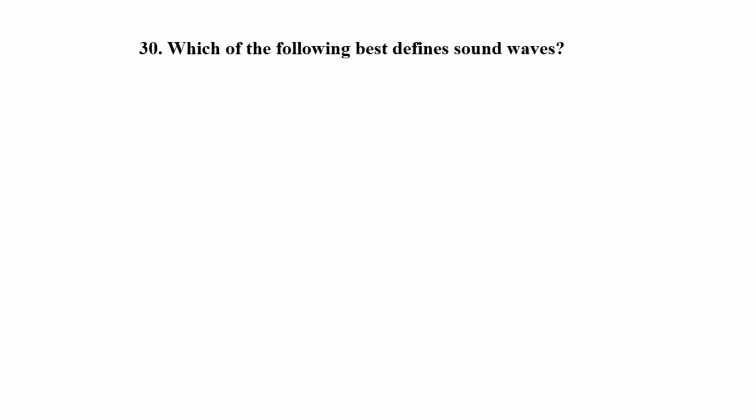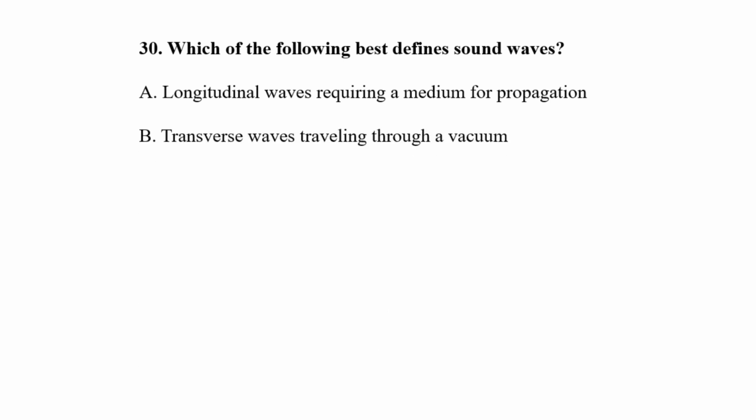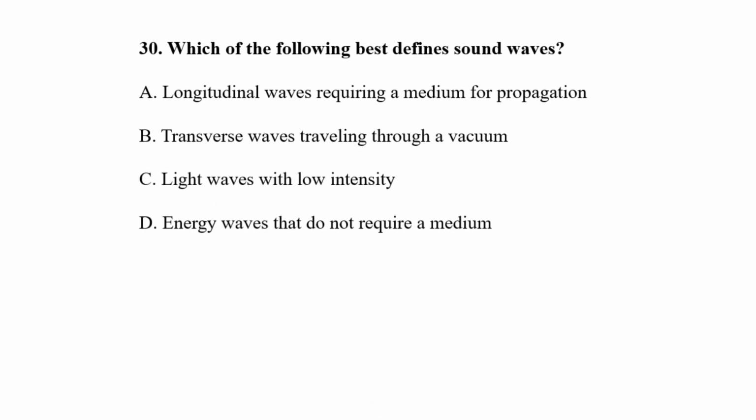Question number 30. Which of the following best defines sound waves? A. Longitudinal waves requiring a medium of propagation. B. Transverse waves traveling through a vacuum. C. Light waves with low intensity. D. Energy waves that do not require a medium.